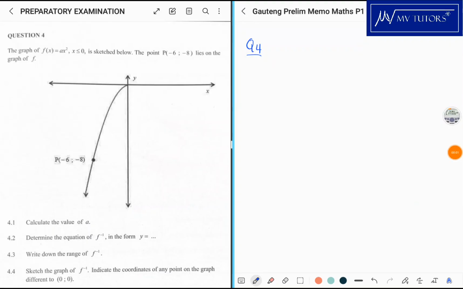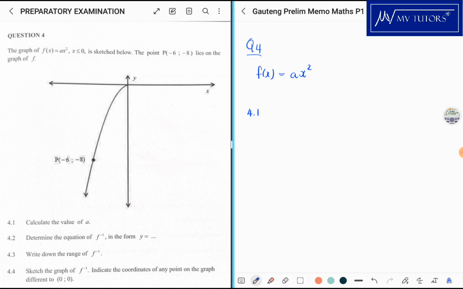All right, question 4. So we have the graph of f of x, which is equal to ax squared. We see that they've actually drawn half of it. It's a quadratic function that passes through the origin. So there's nothing funny there, straightforward. And then they also gave us a point P, which lies on the graph.